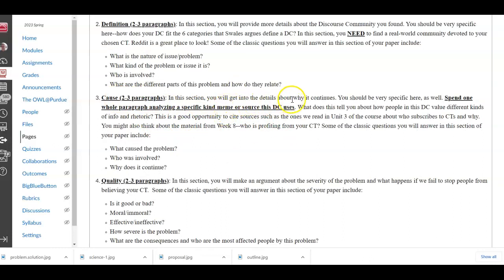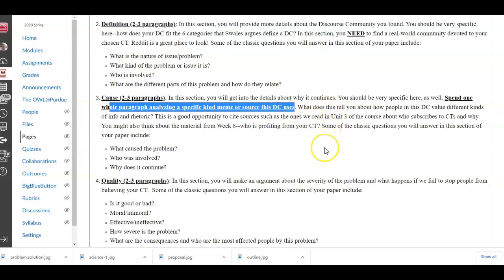So in this section, you'll provide more details about why your discourse community continues to focus on this specific conspiracy theory. I want you to spend a whole paragraph analyzing a specific kind of meme or information source this discourse community uses. You know, do they use memes to spread their ideas? Do they share articles? What do they value as information? That is basically what I want you to get at here. I want you to spend a paragraph thinking about that, analyzing.